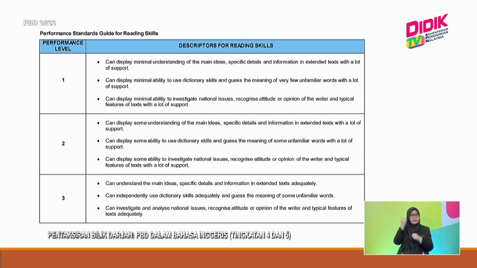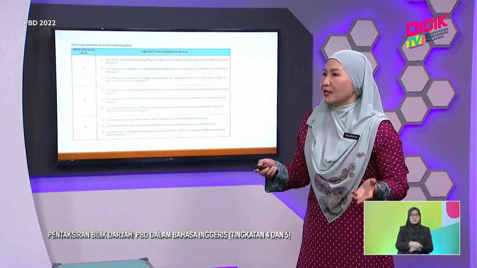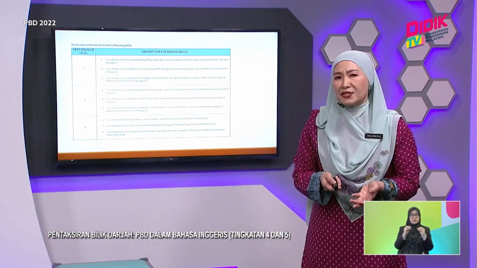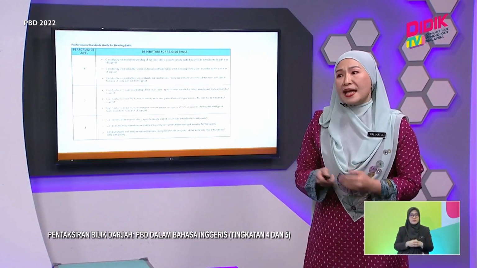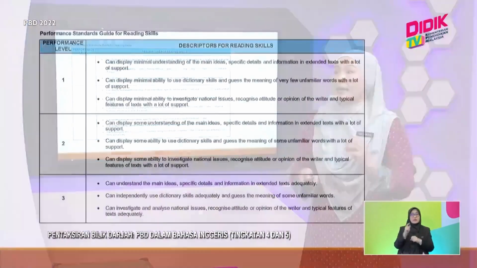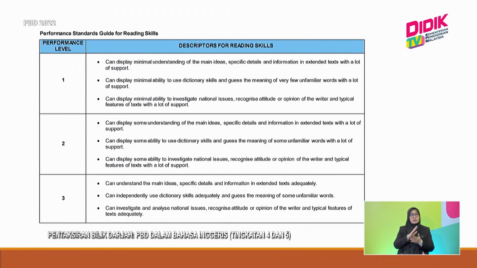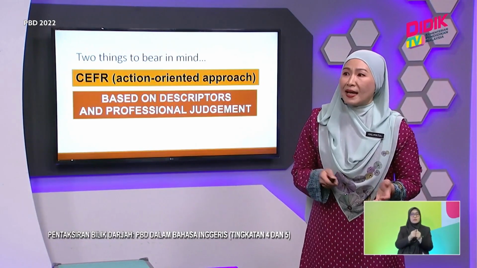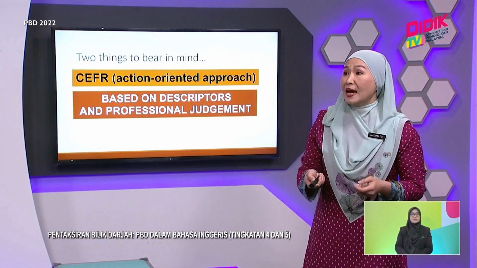this is from your observation, from you questioning them as you are teaching throughout the lesson delivery. If your pupils keep on asking questions for clarifications, then most probably they are not at TP3. Right. Because if they are at TP3, they can understand the main ideas adequately. All right? And they can independently use their dictionary skills to guess the meaning of some unfamiliar words. Okay? So, again, 2 things to bear in mind as what you can see on the slide.